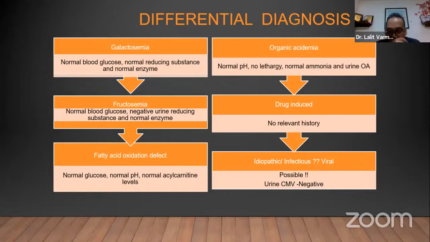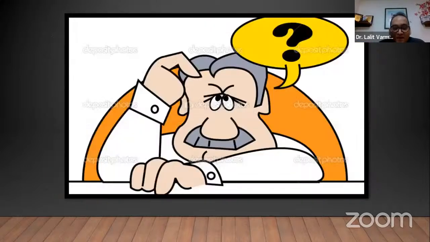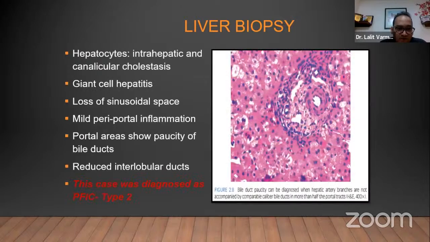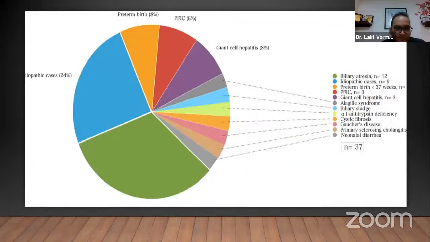Where do we head next? Next is sending a whole genome. And we did a liver biopsy. So hepatocytes, intrahepatic canaliculi were present. This case was diagnosed as PFIC type 2, where you have giant cells with a lot of neutrophils and lymphocytes here. And there is periportal inflammation that you see here. Some areas will have a paucity of bile ducts. That is very typical of PFIC type 2 and also allergies.